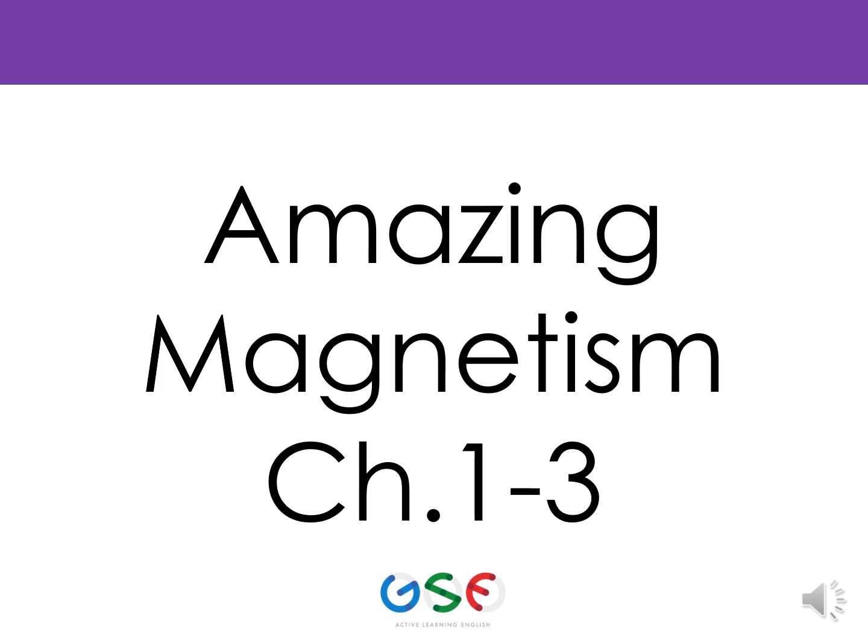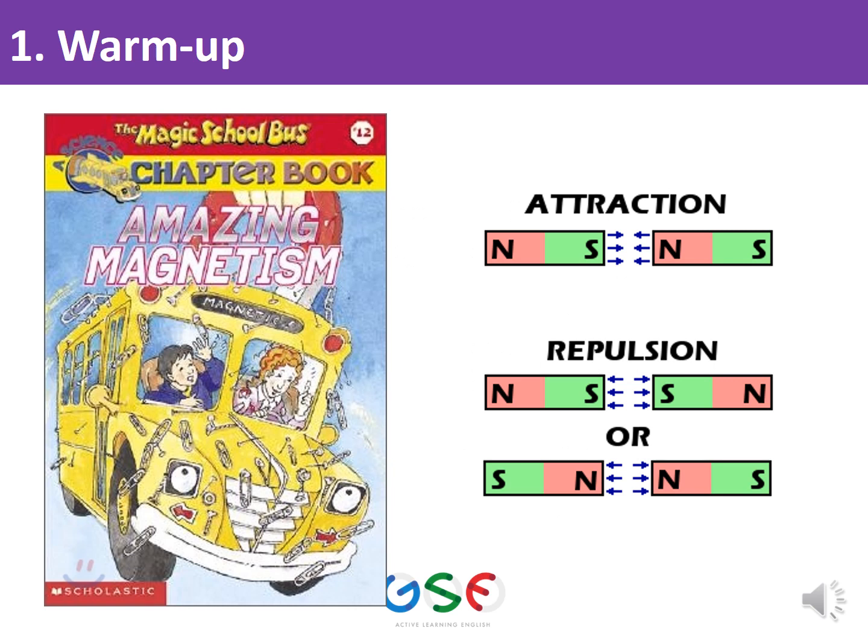The book that we're going to talk about is Amazing Magnetism, Chapter 1 through 3. Let's take a look at the cover page. When you take a look at the cover page, let's see what comes to your mind. Yes, you can see some paper clips, nails, and all the metallic stuff stuck on the bus.